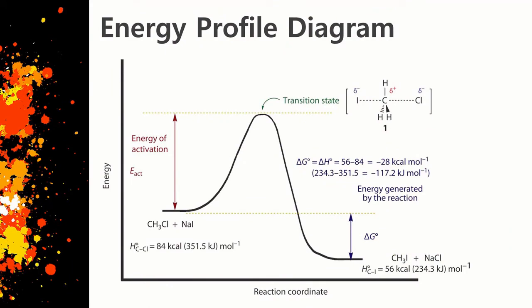All right, so let's go into our energy profile diagram a little bit more, because we're going to look at it for various types of reactions. Here on the y-axis, again, we have our energy. On the x-axis, we have our reaction coordinate. We have our reactants here. We have our activation energy. This is our transition state.